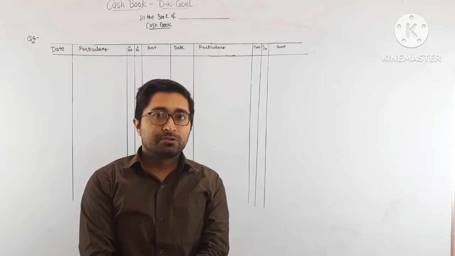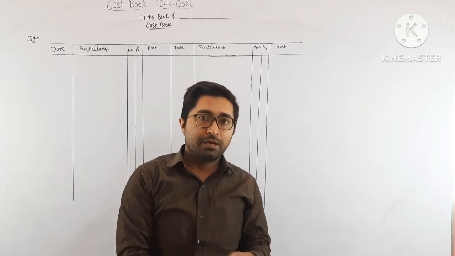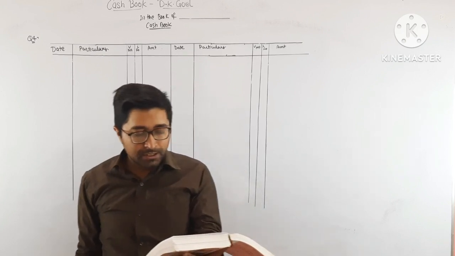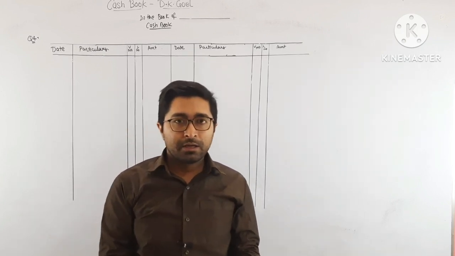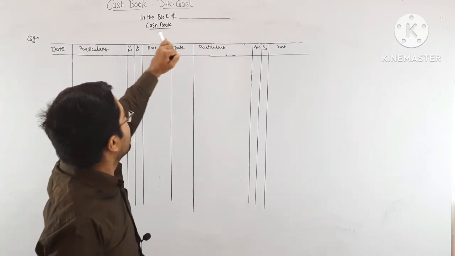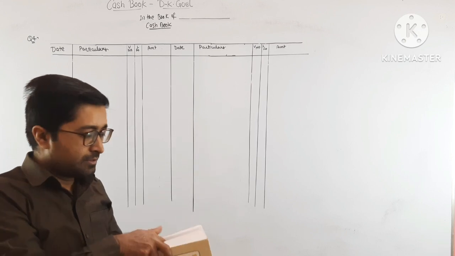Hello students. So today we are going to solve question number 4 of cash book from DK Goel. Now see the question. Enter the following transactions in the single column cash book. There is no company name given, so we will write in the books of dash, cash book, and this is the format.